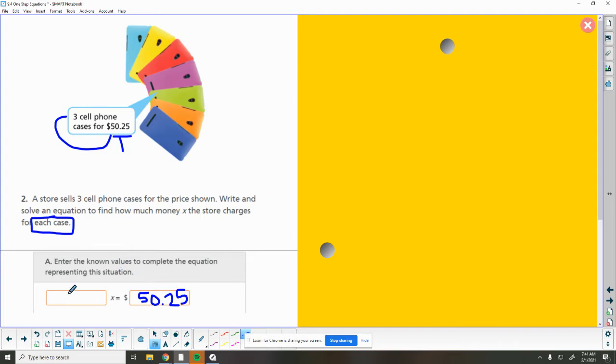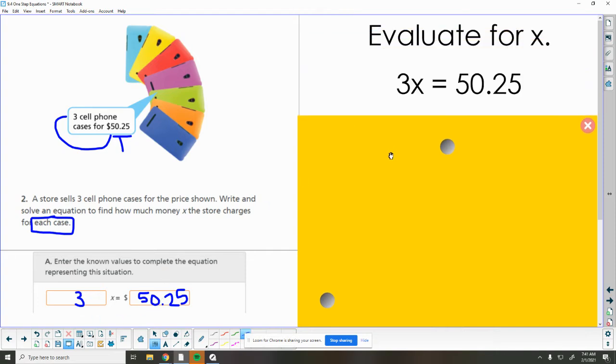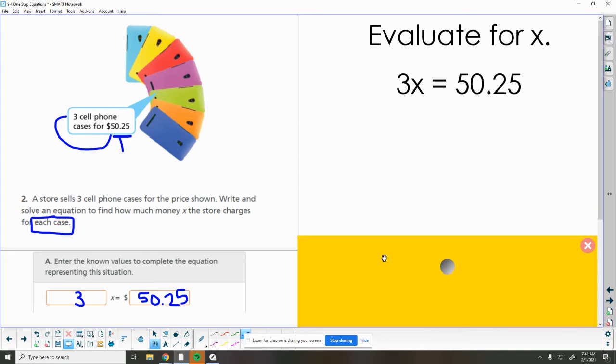And how many cell phone cases are we buying? 3 at the price of 1. So, right, we're wanting to figure out how much 1 is, but we're buying 3, equals $50.25. So we're going to use this and evaluate for X. So this is 3 times X. So the opposite of multiply is to divide by 3. So I'm going to write that on both sides, divide by 3.